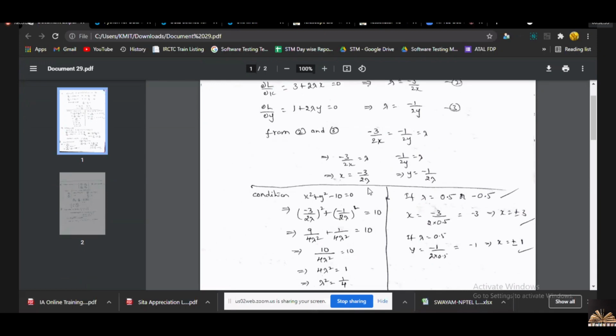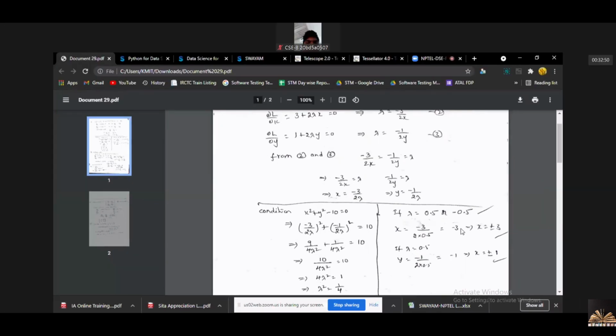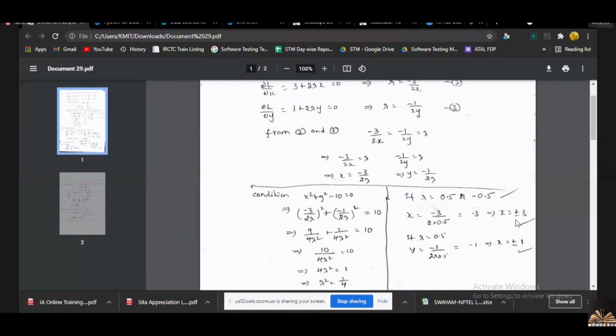So now what we have to do? We have to substitute the lambda value to find out the x value. That is x equal to minus 3 by 2 lambda, minus 3 by 2 into 0.5, which is equal to minus 3. If we substitute the negative value here, this becomes positive. So we will get plus or minus 3.